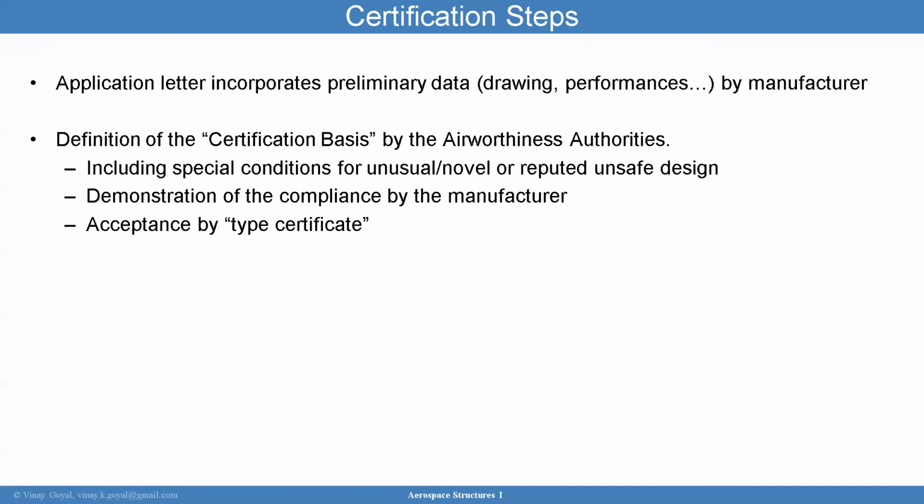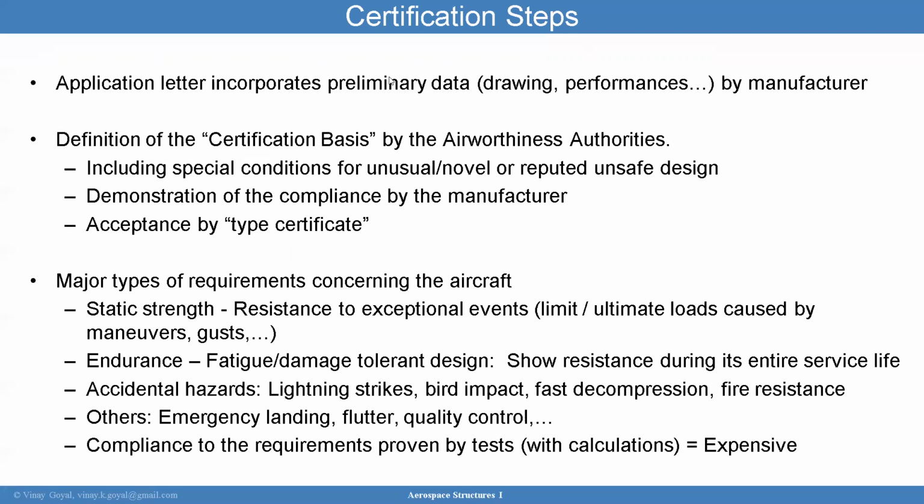The application letter for certification steps incorporates preliminary data like drawings, performances by the manufacturer, and the definition of the certification basis by the airworthiness authorities. For example, it includes special conditions for unusual or novel or reputed unsafe designs, demonstration of the compliance by the manufacturer, and acceptance by type certificate. These are the things that go into the certification steps of an aircraft. The application letter usually incorporates preliminary data, like I said, and it defines the certification basis.